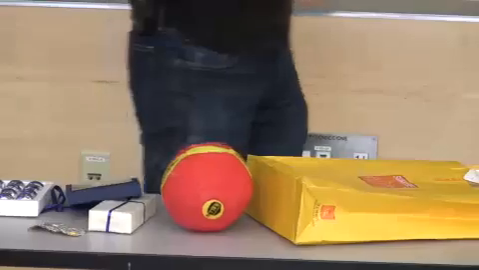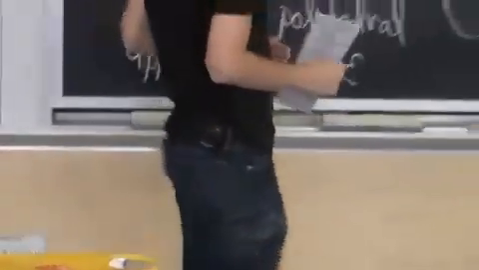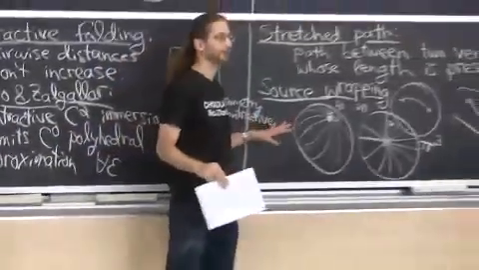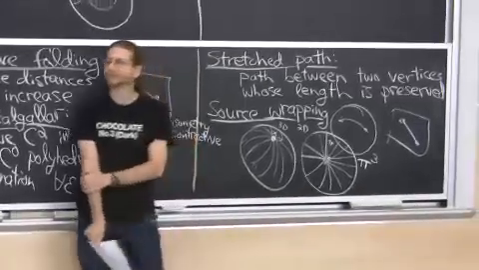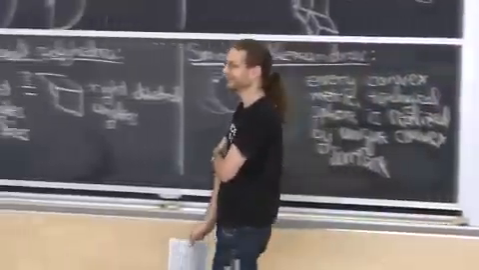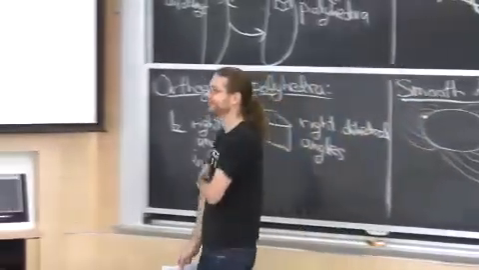Has anyone solved the problem of what the minimum area wrapping of the sphere is? Yeah, you solved it, Janine? Or an idea? 4 pi plus epsilon is correct. How do you want to do it?